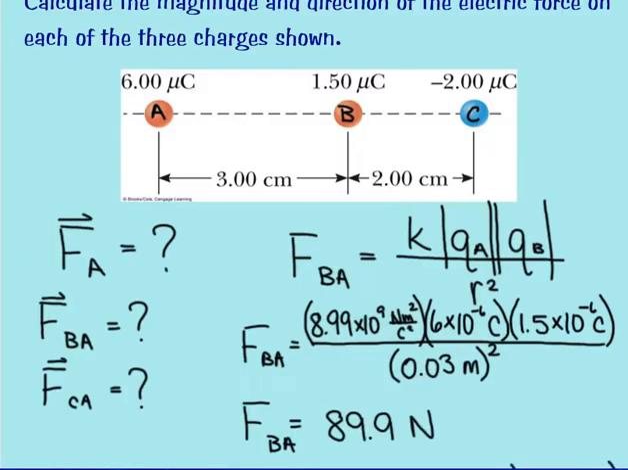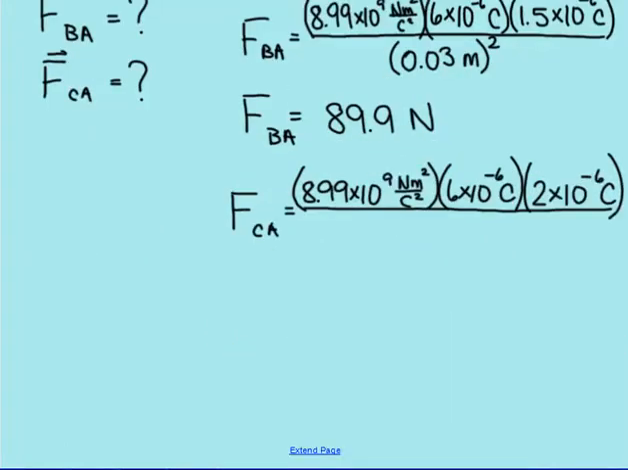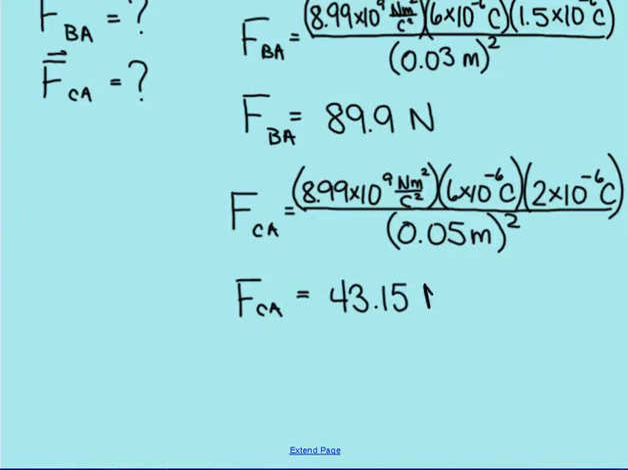Going back to my diagram up here, I see that the distance between A and C is 5 centimeters. I have to convert that before I plug it into my equation here. So I have 0.05 meters, and I can't forget to square that. Plugging that all into my calculator yields a value of 43.15 newtons. So the first step is to find the magnitude of these two forces that end up making up the total force or the net force on charge A.